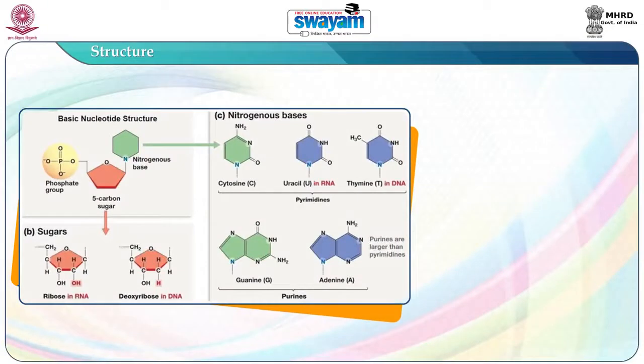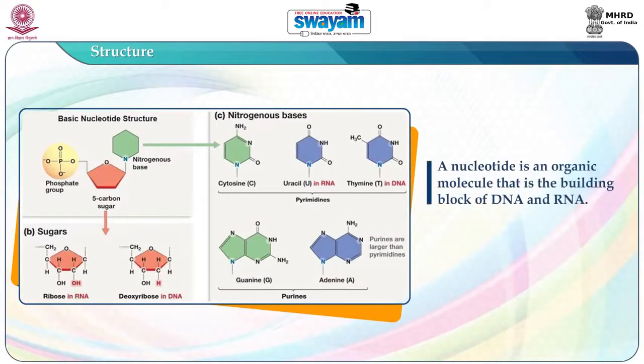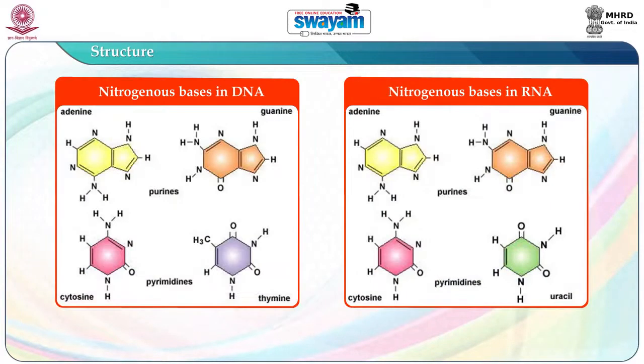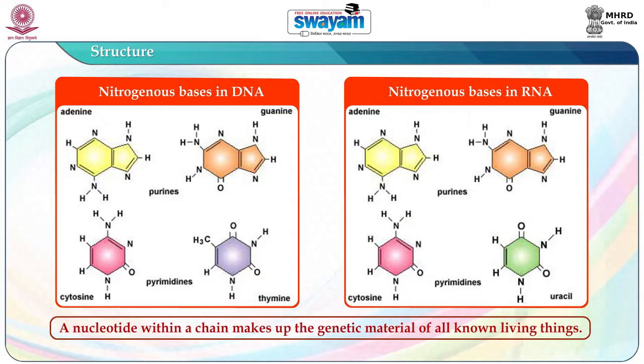Now, let us look at the structure of a nucleotide. A nucleotide is an organic molecule that is the building block of DNA and RNA. It is made up of a 5-carbon sugar and a nitrogenous base. The 4 nitrogenous bases in DNA are adenine, cytosine, guanine and thymine. RNA contains uracil instead of thymine. A nucleotide within a chain makes up the genetic material of all known living things.